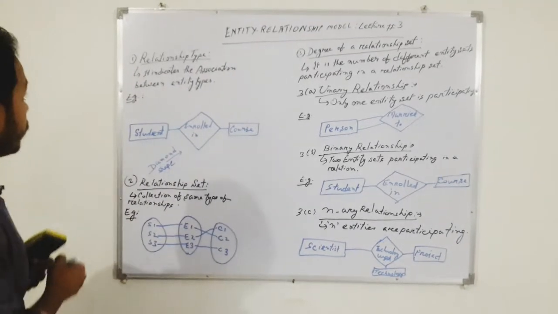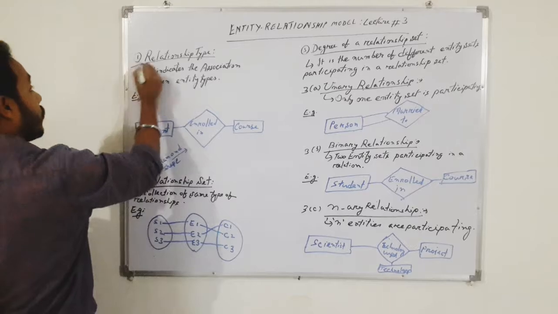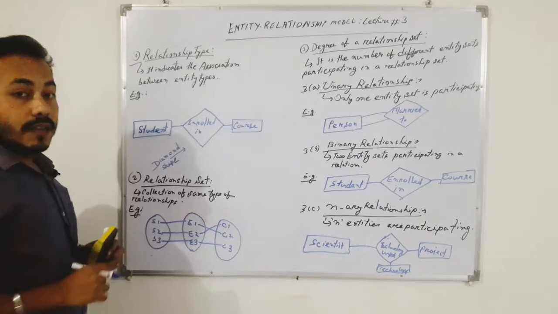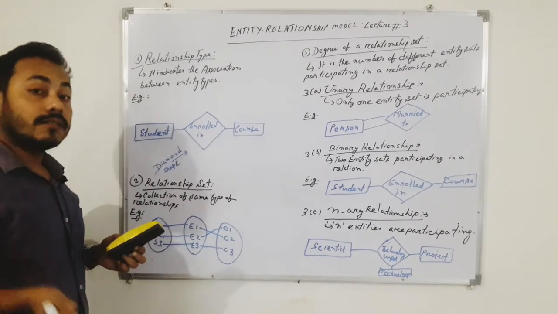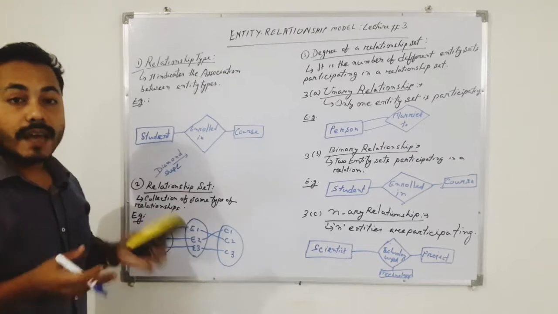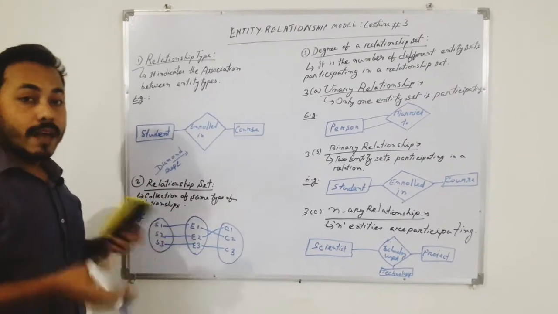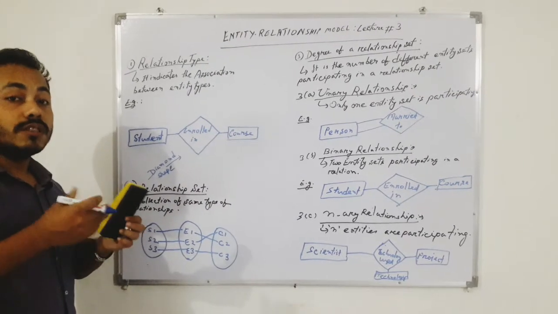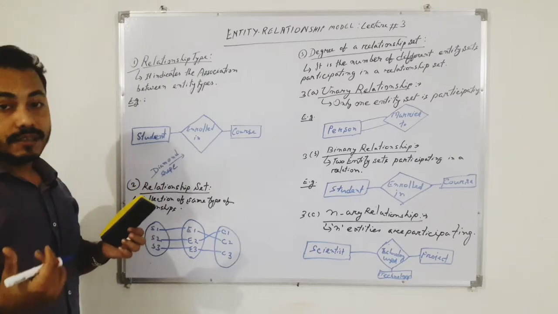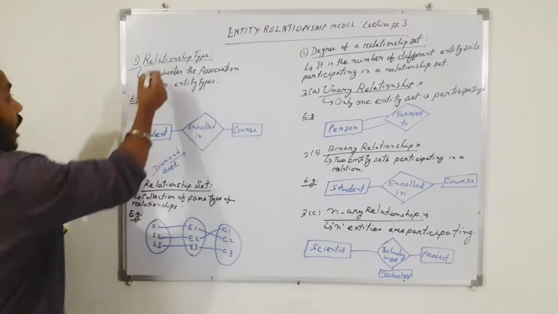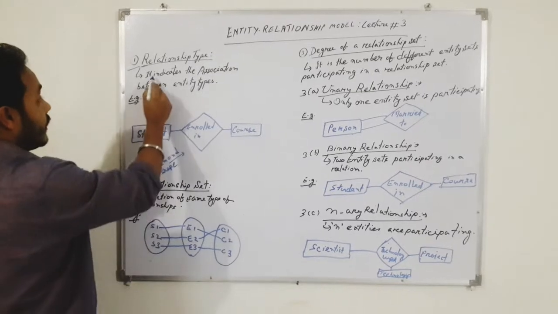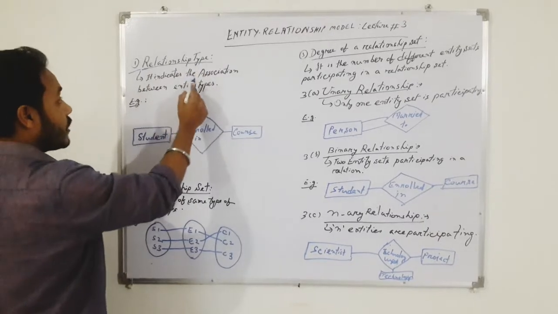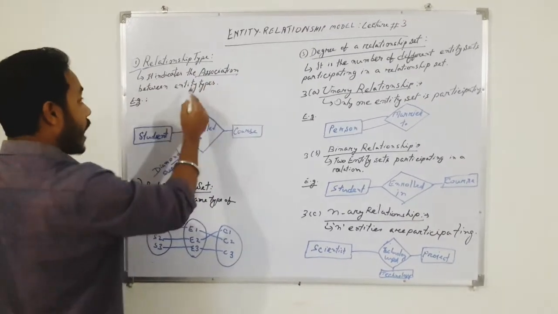So today's first topic is relationship type in the ER model. In the last class we discussed attributes, and in the first class we discussed entity types, isn't it? So in the ER model, we try to establish relations among those different attributes and entities. Relationship type is very important. It indicates the association between entity types. Do remember, relationship type indicates the association between entity types.